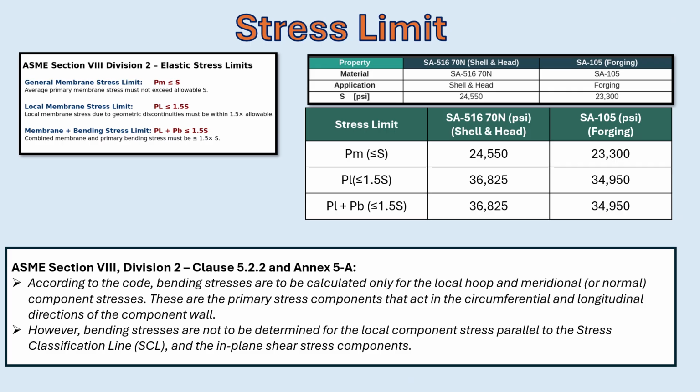Now let's look at the allowable stress values for the material used. Allowable stresses are given for both SA516 Grade 70N and SA105. Multiplying by 1.5 gives the limit for PL and PL plus B.